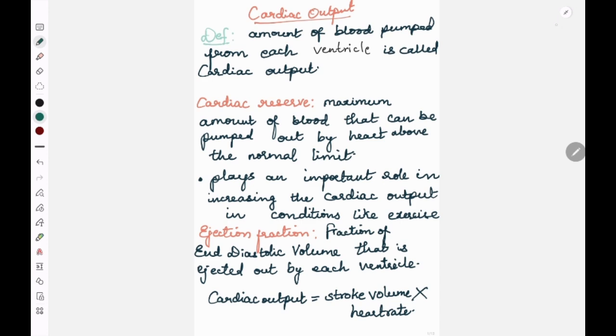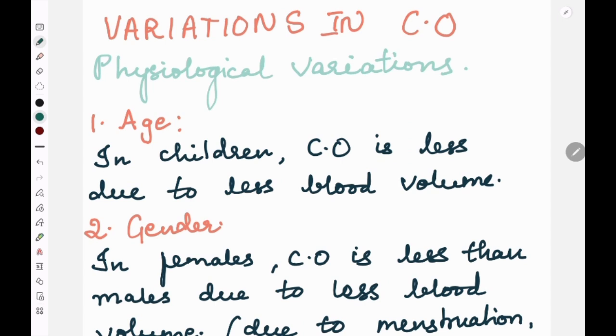So let us come to the topic. What are the variations in the cardiac output? Variations include physiological variations and pathological variations. Physiological variation means that the variations occur within the physiological limit. It can be altered and can come back to normal. Whereas pathological variations can lead to diseases.